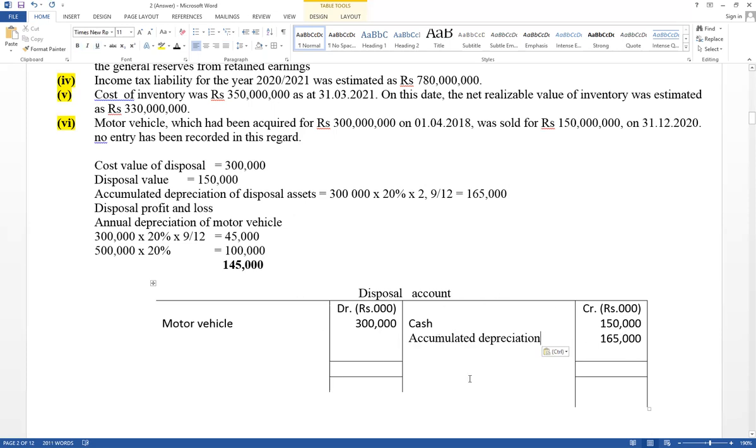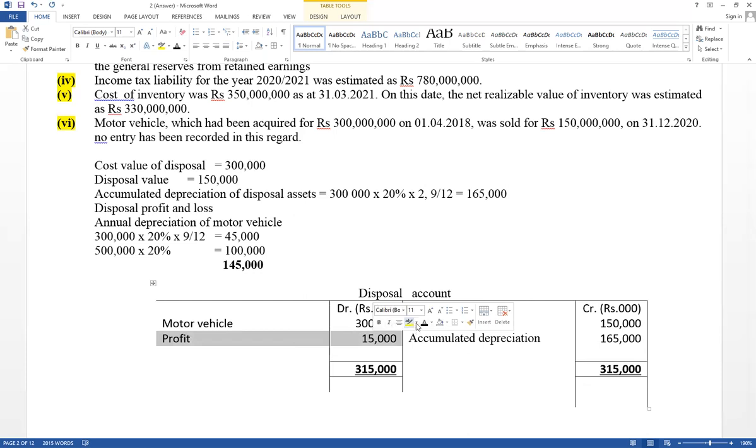Now by closing the disposal account, profit and loss can be calculated. Credit side total amount equals 315,000. Take that value to the debit side. Therefore, the difference value equals 15,000. That is profit. Disposal profit equals 15,000. Therefore, disposal profit should be included under other income.